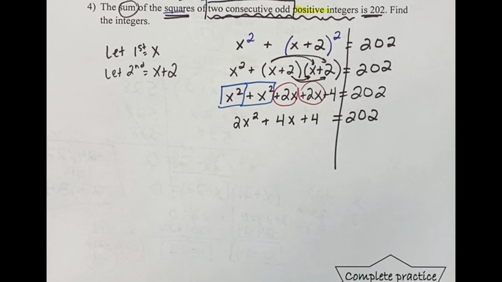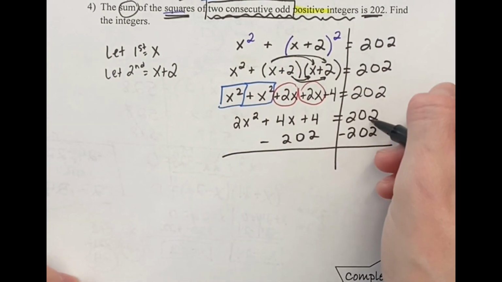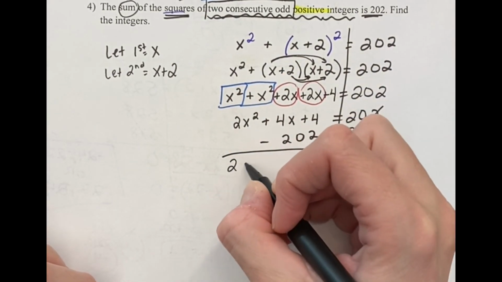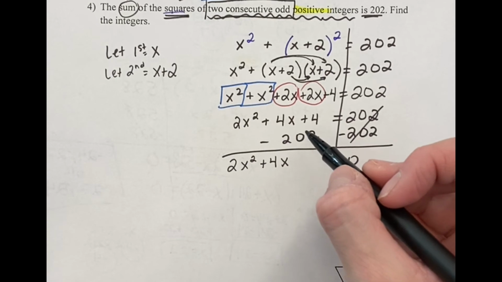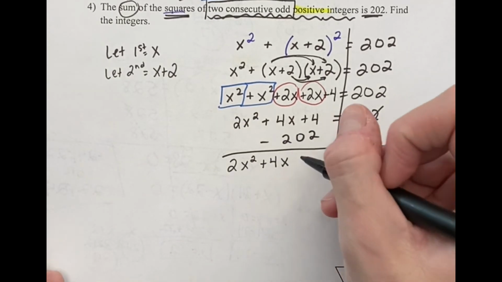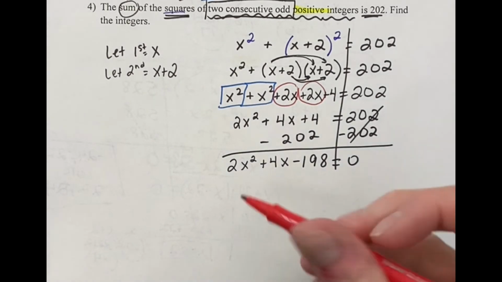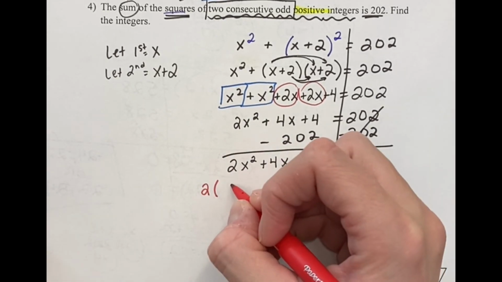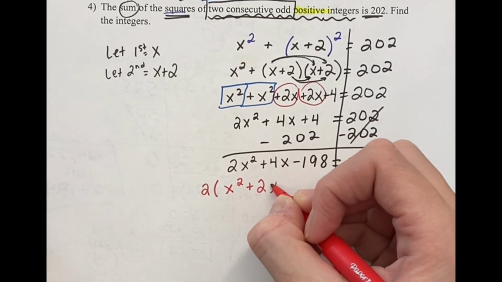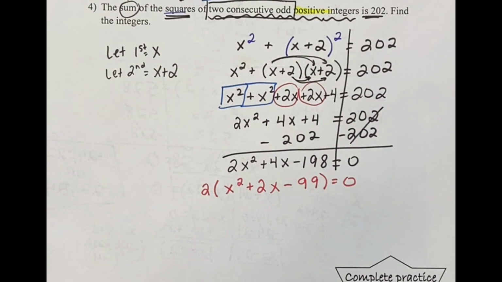Now, I have an x squared and an x, so I need to set it equal to 0. So I'm going to subtract 202 on both sides. So then here I have 0 equals 2x squared plus 4x, and then 4 minus 202, because those can combine there, give me a negative 198. So now we need to factor. But the first method of factoring that I see here is not a trinomial because that a value isn't 1. I see that I have a GCF there. So I'm going to factor out my GCF of 2. And I'm left with x squared plus 2x minus 99 equals 0.